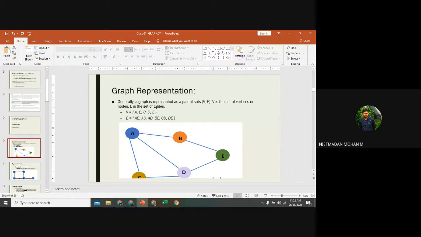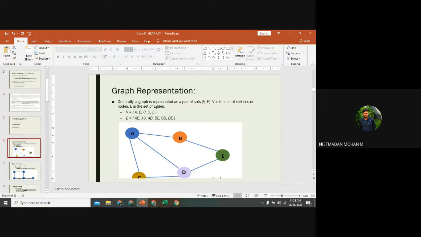You can see here we can calculate the vertices in a particular graph. In this example, the vertices will be A, B, C, D, and E. How many nodes are available, those nodes are known as the vertices. This will be asked in your 2 mark question also: how the graph will be represented.